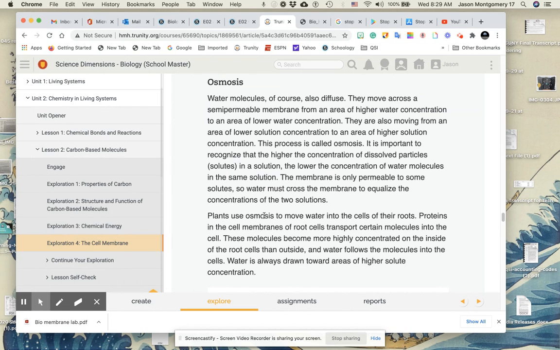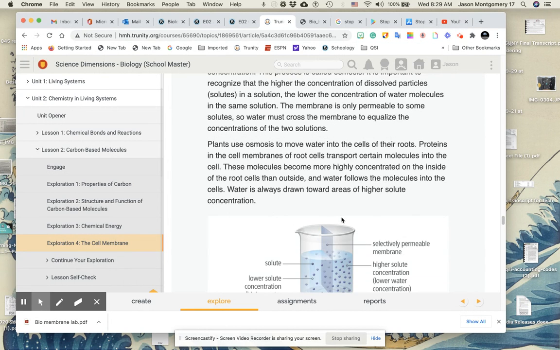Osmosis is another type of diffusion, but it's specifically related to water molecules. Okay, and so this is a really important concept here. I'm going to let you guys read through this, but it's basically diffusion with water molecules. And as we know, water is an essential part of living organisms. So this is a really important function here.